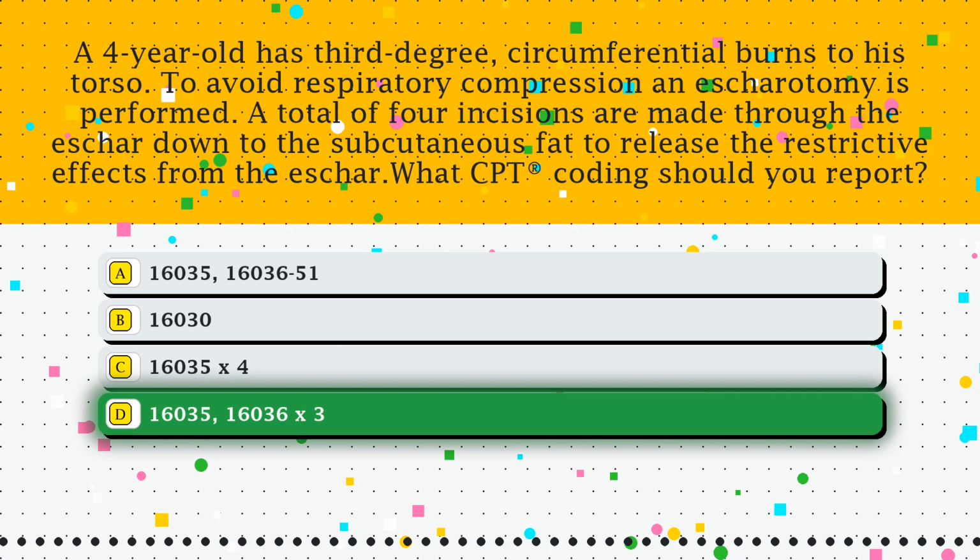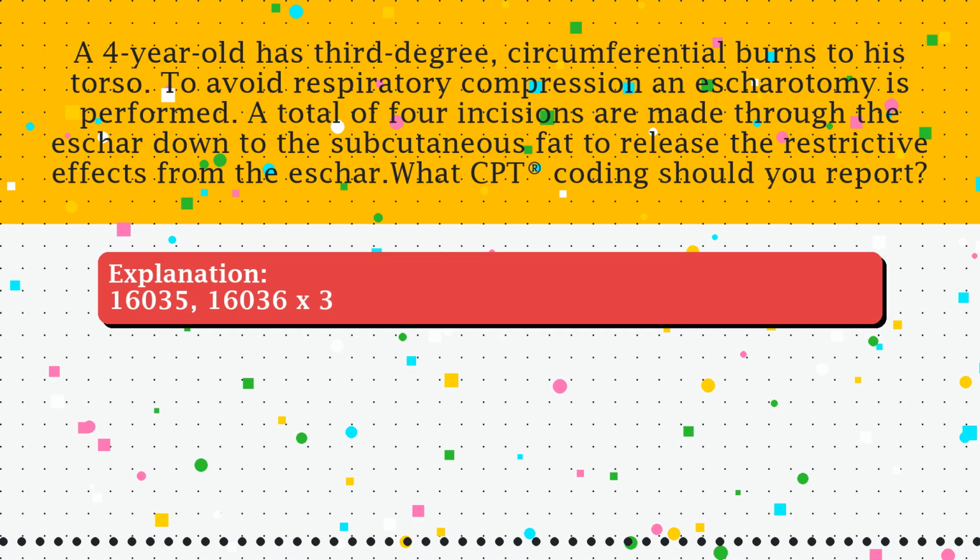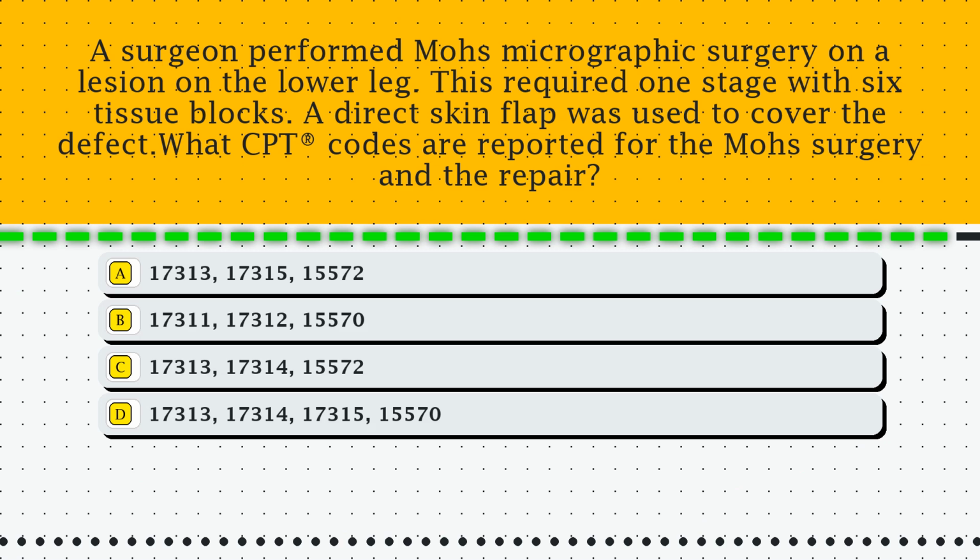The correct answer is option D, 16035, 16036x3. Question 36. A surgeon performed Mohs micrographic surgery on a lesion on the lower leg.